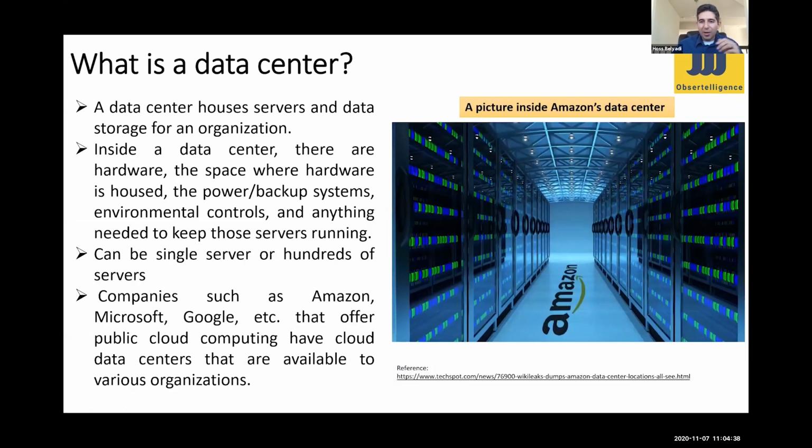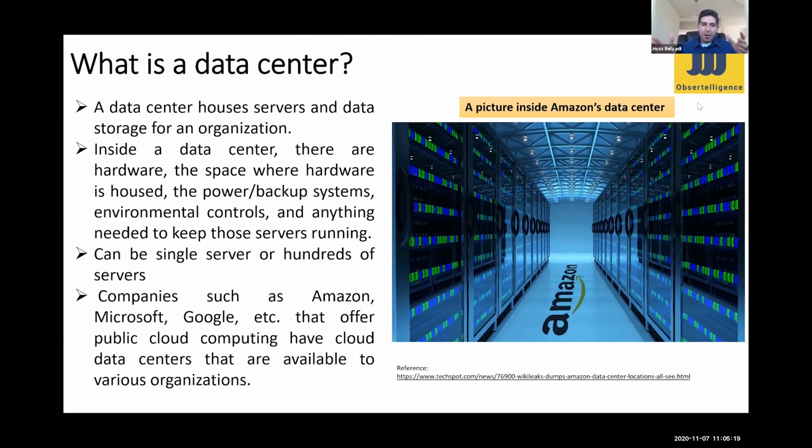So now let's talk about data centers. I'm going to talk about data centers in the next few slides, and then we'll wrap it up for today's lecture. This is very important because you probably hear about data centers all the time. So what is a data center? A data center simply houses servers and data storage for an organization. If you've ever been inside a data center, and if you haven't, I would highly encourage you to do so.